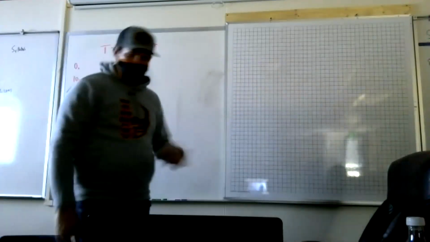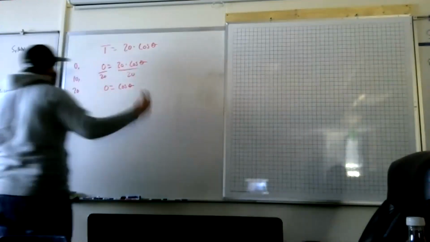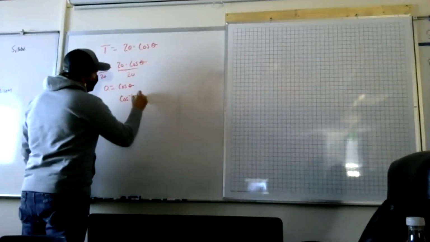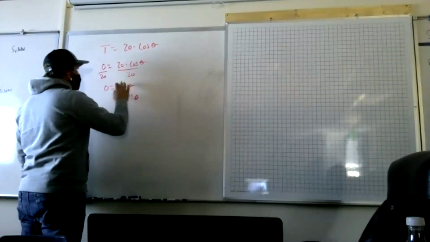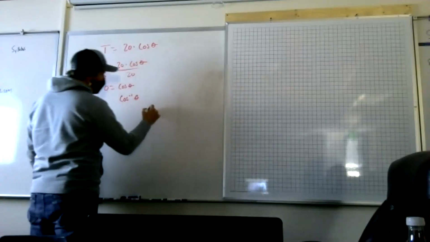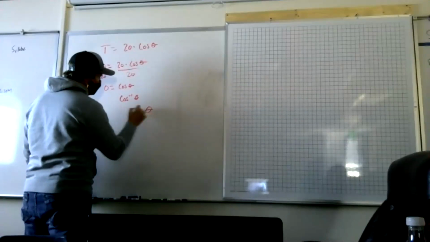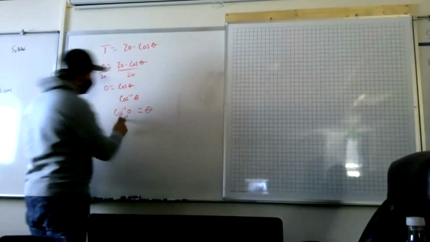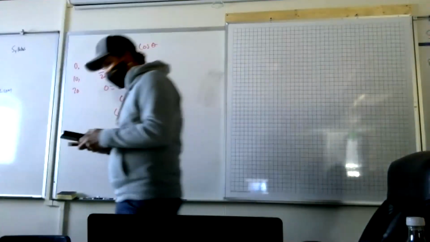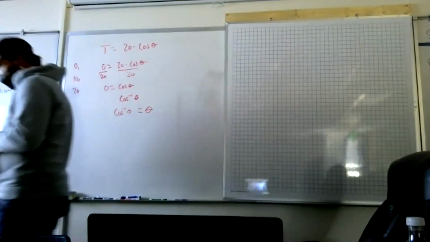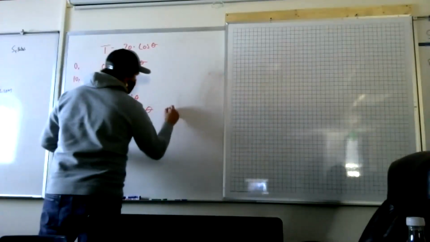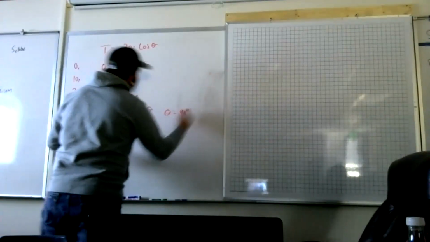And then to solve this, I have to take cosine inverse, which is written like this, or inverse cosine. Once I do that, cosine inverse and cosine are going to cancel out. I'm going to be left with theta on this side. But I need to plug in cosine inverse of 0, and that will give me my angle measure of theta. So I go to my calculator, second cosine, put in 0, and it gives me 90 degrees. So theta is equal to 90 degrees when T is 0.